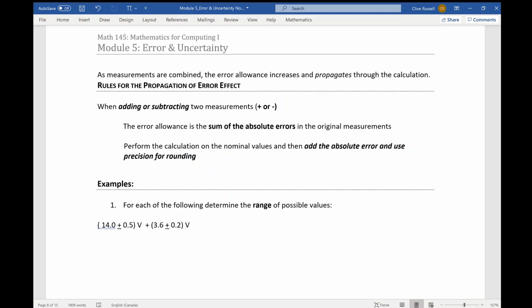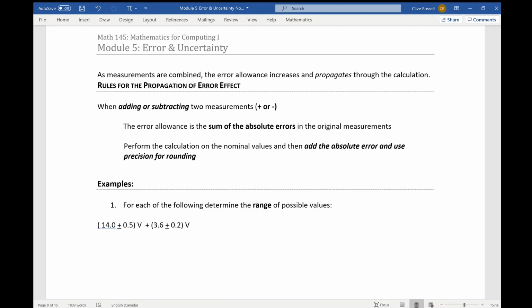So now we'll investigate when we are adding or subtracting or multiplying or dividing measurements that have an error associated with them. We'll first of all look at when that error is an absolute error. How do we deal with it? And then in our next case, we'll look at when the error is a percent error. How do we deal with that?